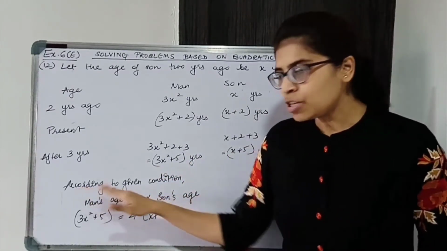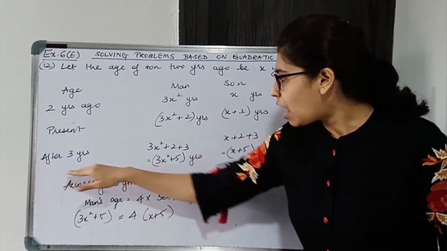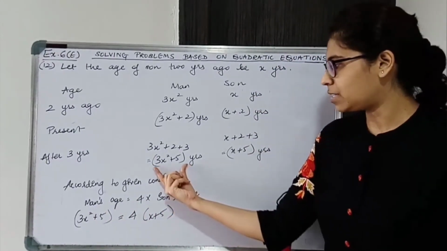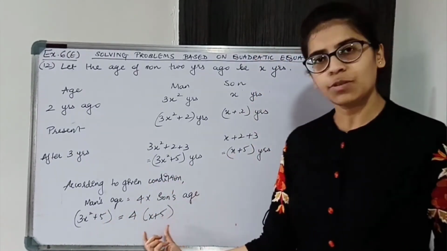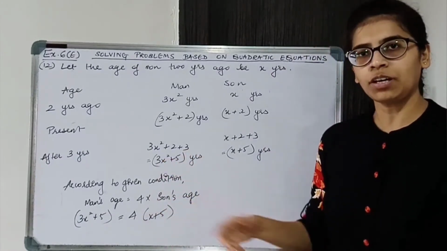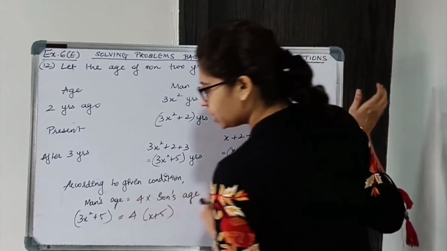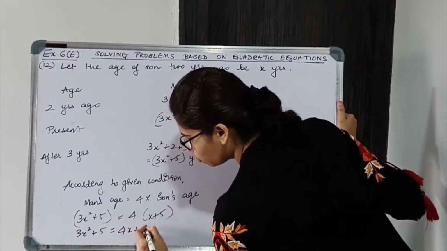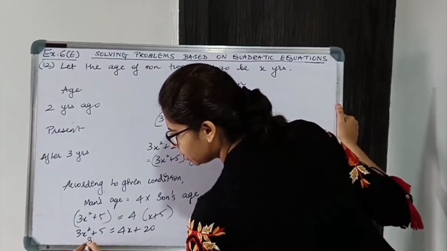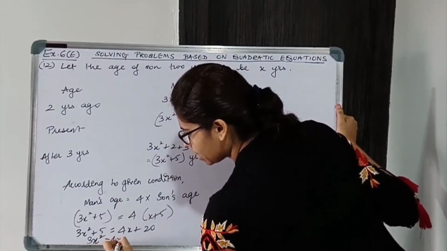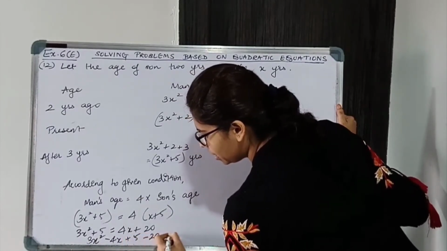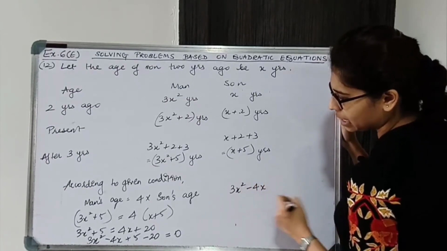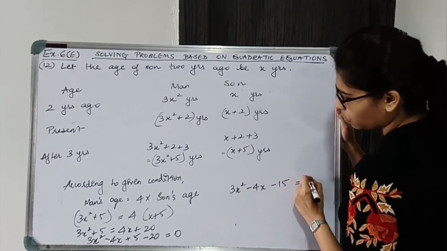Now coming to the condition part. Now after 3 years in future they have told man's age will be 4 times son's age. So man's age is this much, son's age is this much. So you just need to relate. Okay. Now solving this. So 3x square plus 5 is equal to 4x plus 4 5s are 20. So we'll get 3x square minus 4x plus 5 minus 20 is equal to 0. So we'll get 3x square minus 4x minus 15 is equal to 0.